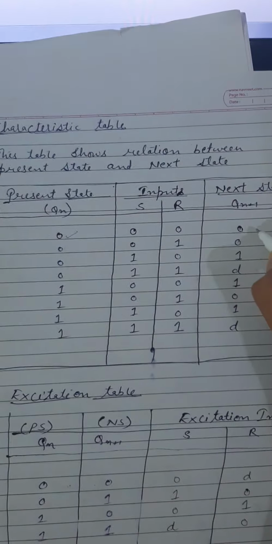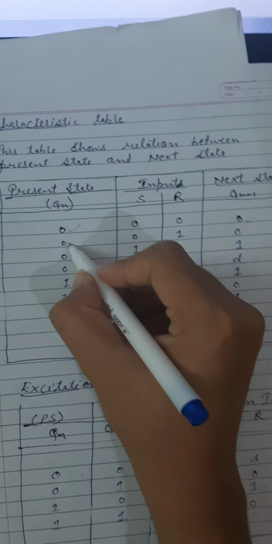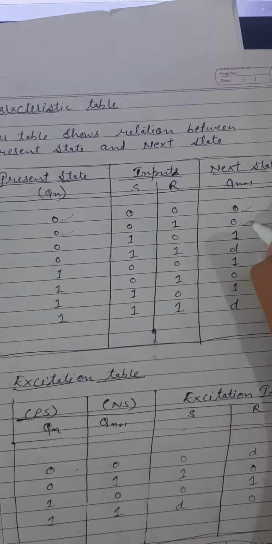So we write the combination which starts from 0 0, 0 1, 1 0, 1 1, and these are the excitation inputs, and this table is constructed using the characteristic table. Now see here, in the excitation table, when the present state and next state are 0 0, look into the characteristic table. This is the case, present state and next state is 0 0. This is also the case, present state and next state is 0 0.